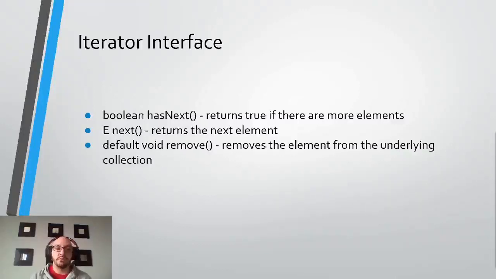I have the method boolean hasNext, which will return true or false depending on whether my iterator has another element to go. The next method, E next, is going to move to the next element in the structure, and it will return that element for me to do something with it. And finally, there is void remove, which will remove the current element in the iterator.